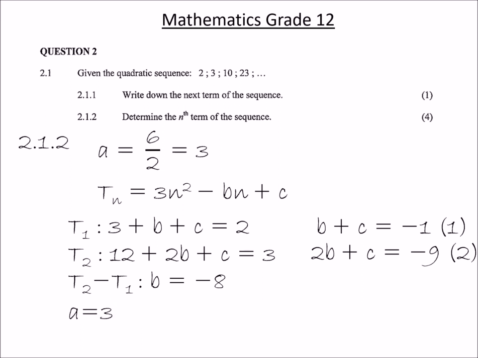Now we have a is equal to 3, b is equal to -8, and c is equal to 7. We then plug them into the quadratic formula. And our final answer is Tn is equal to 3n squared minus 8n plus 7.